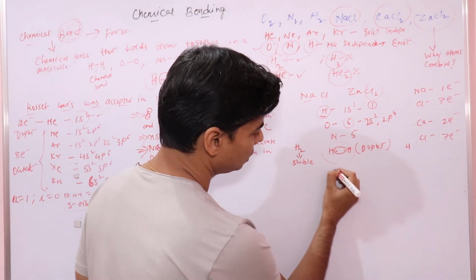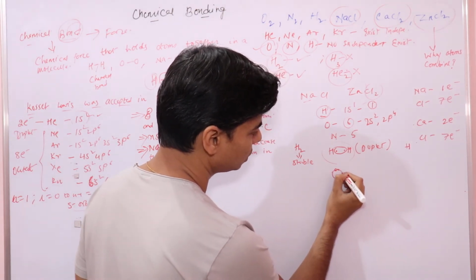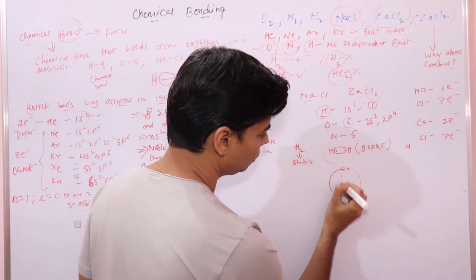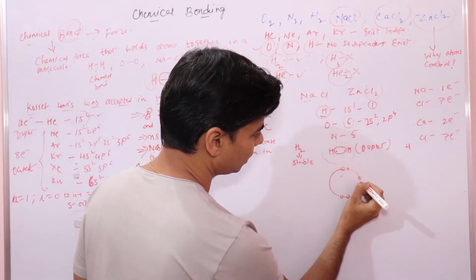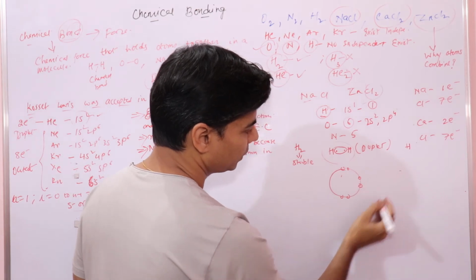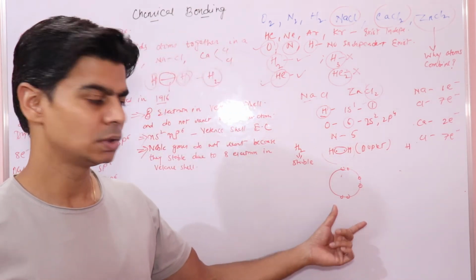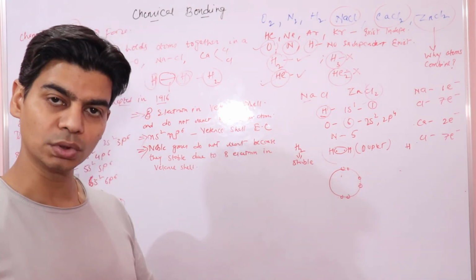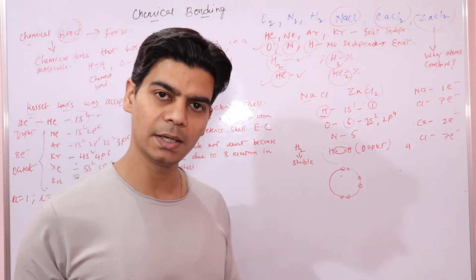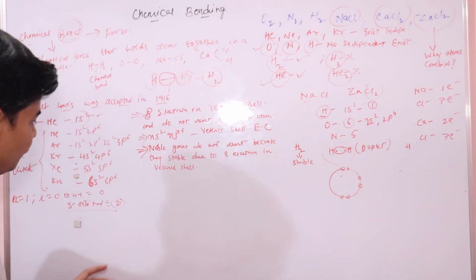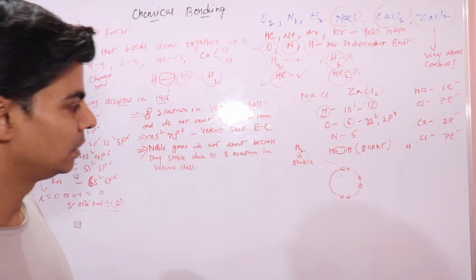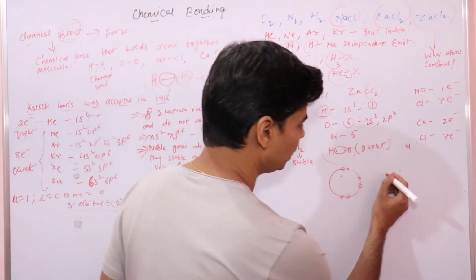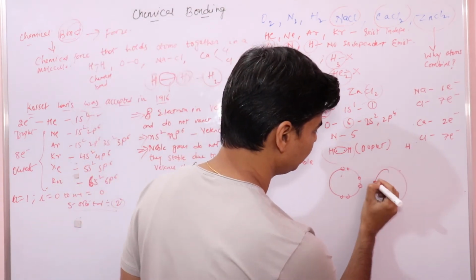Oxygen. Oxygen has 6 electrons in its outermost shell: 1, 2, 3, 4, 5, 6. Since it has 6 electrons, it cannot exist independently, right? Because only those atoms that have 2 or 8 electrons, as per Kossel and Lewis, can exist independently. So since it cannot exist independently, it will combine with another oxygen atom.